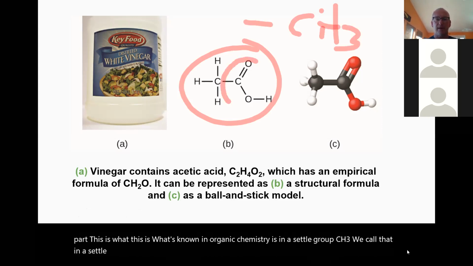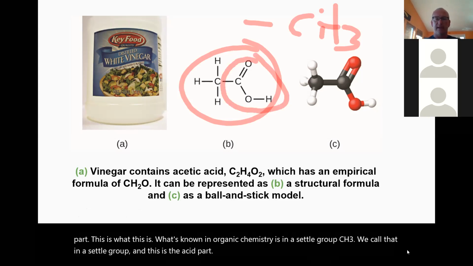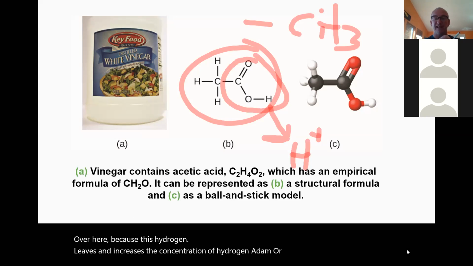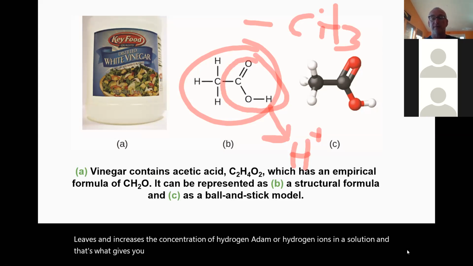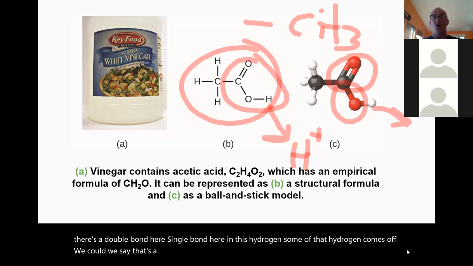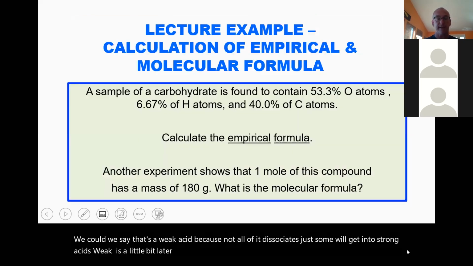And this is the acid part over here, because this hydrogen leaves and increases the concentration of hydrogen ions in a solution, and that's what gives you pH. If we were to draw it as a ball and stick model, you can see there's a double bond here, single bond here, and some of that hydrogen comes off. We say that's a weak acid because not all of it dissociates, just some. We'll get into strong acids and weak acids a little bit later. So that's what acetic acid looks like.